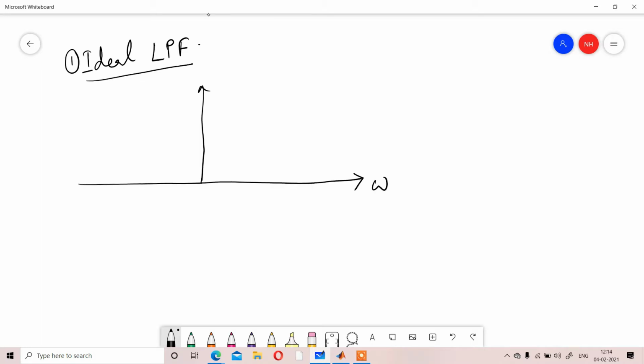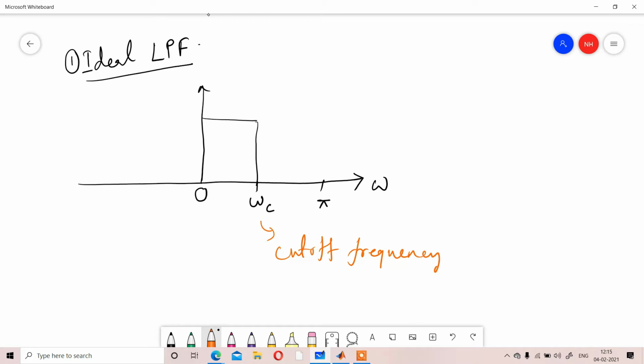So ideal low pass filter basically defines that from a low frequency range 0 to omega c, you will get 1, and from omega c to pi you will get 0. Means what? That omega c is called the cutoff frequency.